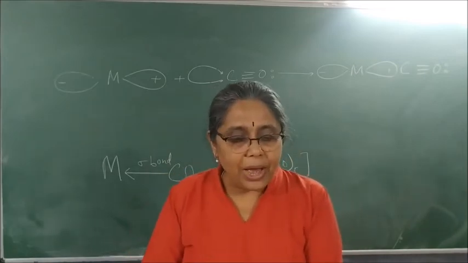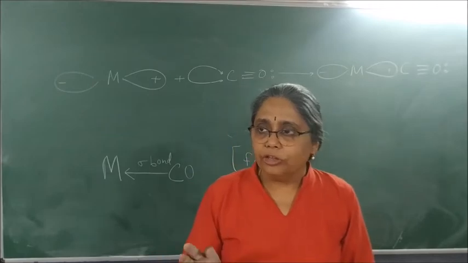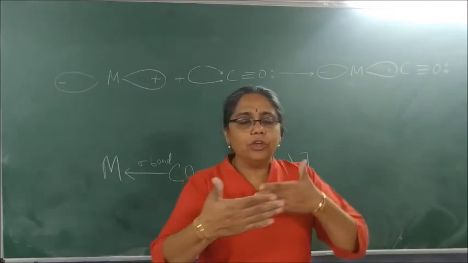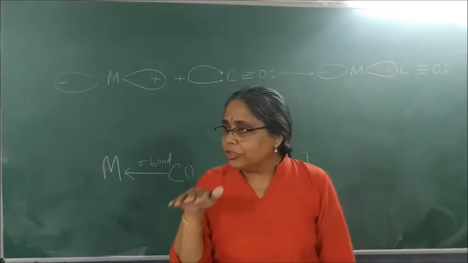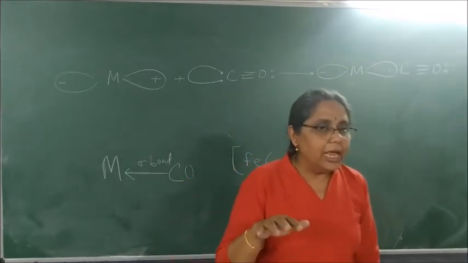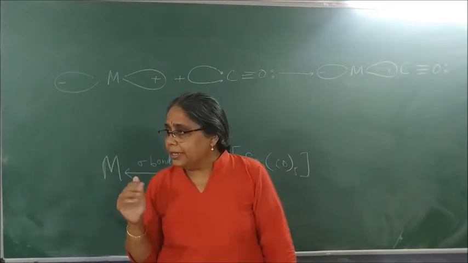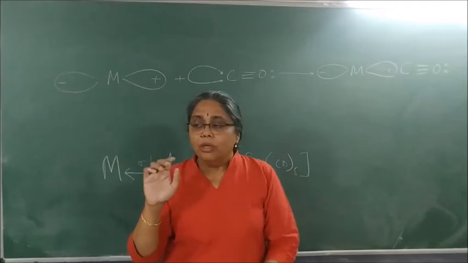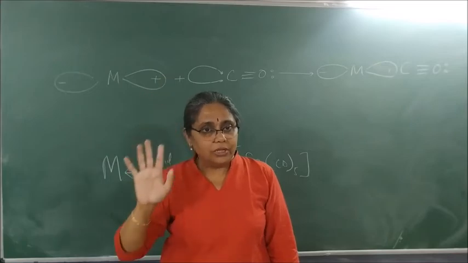There is a pi overlap. Do you remember MOT? Molecular orbital theory. In molecular orbital theory we say that whenever the orbitals overlap, they form two kinds of orbitals. One is called the bonding molecular orbital with lower energy and more stability, and one with higher energy is called the anti-bonding molecular orbital. Bonding is represented as normal and anti-bonding is represented with a star.